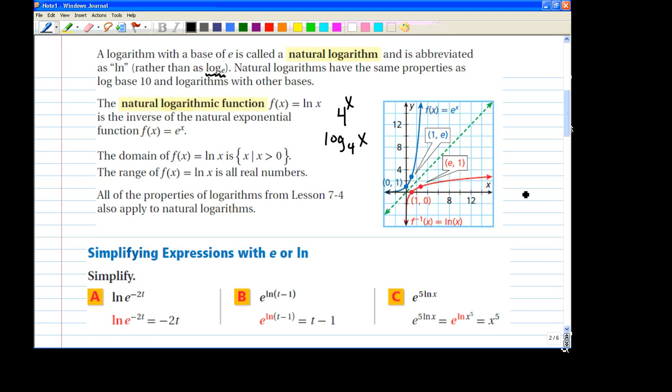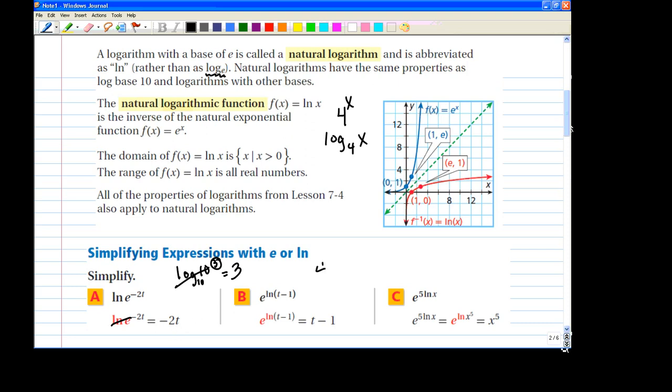All of the properties of the logs from 7-4 also apply to the natural logarithms here, such as seen at the bottom. If we were to simplify each of these expressions, if we had ln of e to the negative 2t, remember whenever we had things like log of 10 to the third, well, log base 10 of 10 essentially cancels and you would just be left with the 3. So now that we have ln of e to the negative 2t, ln and e cancel each other, since remember that is log base e of e. So that would cancel, and you'd just be left with your exponent of negative 2t.